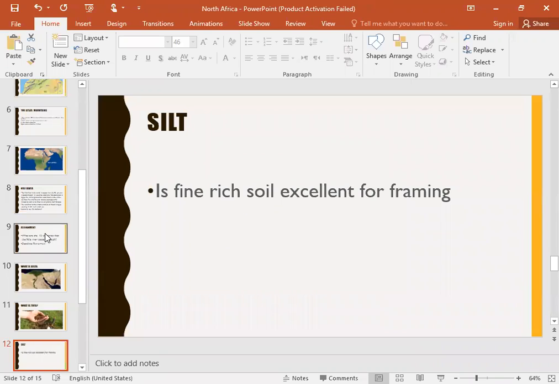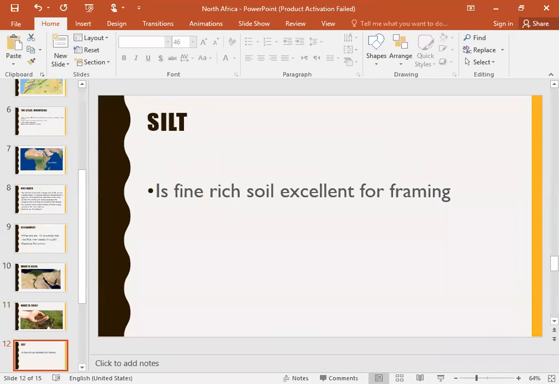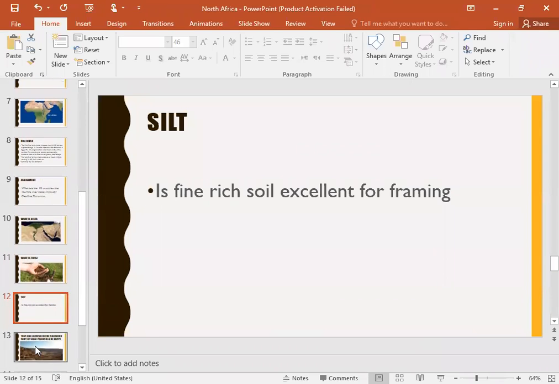Okay, also we've talked about the kind of soil in the delta, which is the silt. The silt is a very fine, rich soil, which is excellent for farming. Okay. Then after the silt we moved to some of the landforms.